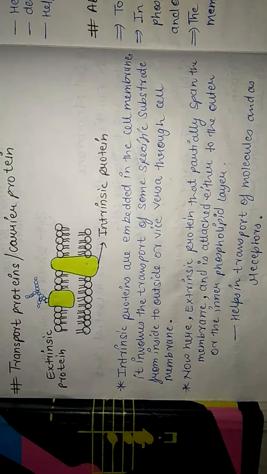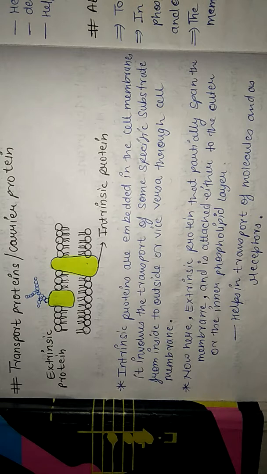Now the next component, transport proteins or carrier proteins. As shown in the diagram, the fully embedded proteins are intrinsic and the half embedded proteins are extrinsic. Intrinsic proteins are embedded in the cell membrane. They are involved in the transport of specific substrates from inside to outside or vice versa through the cell membrane.